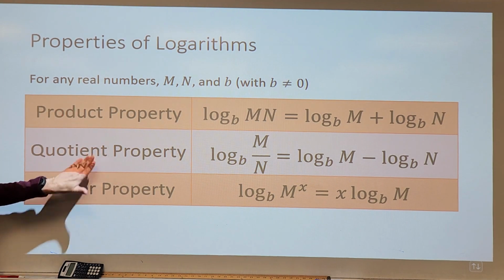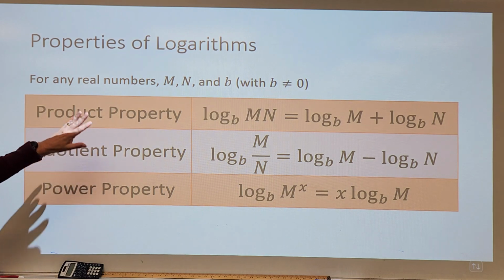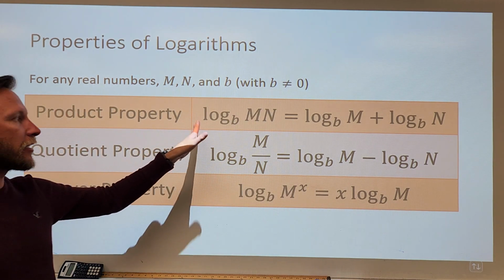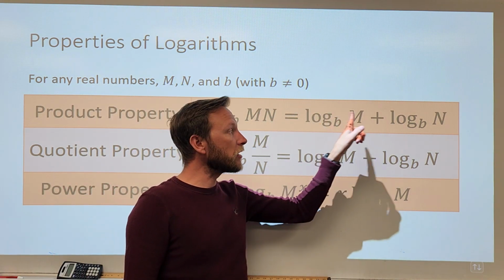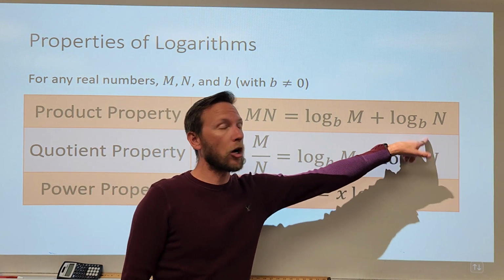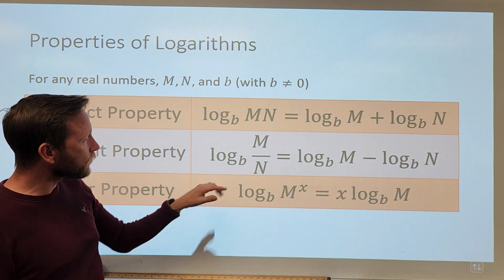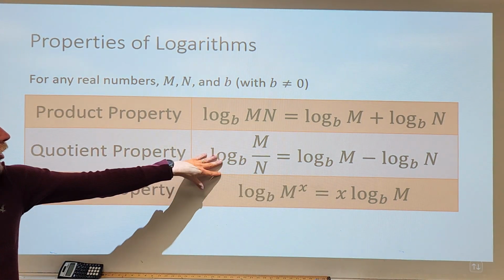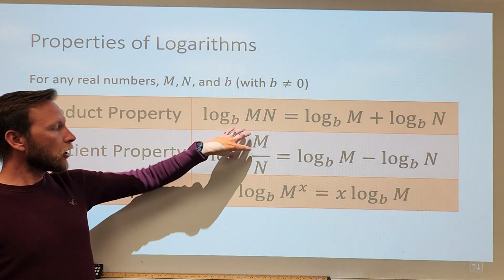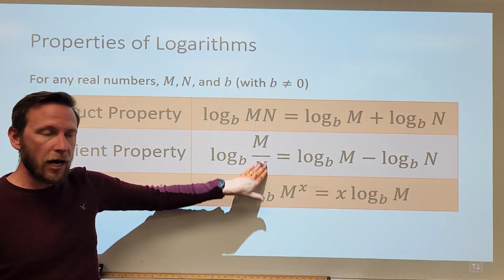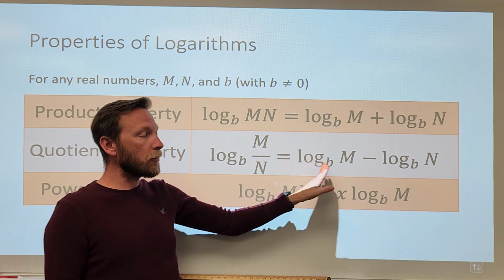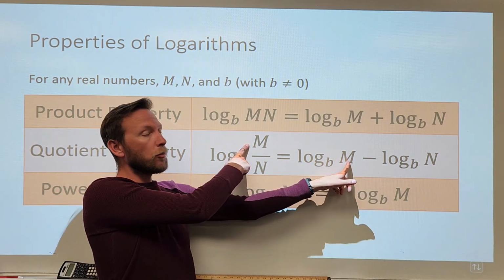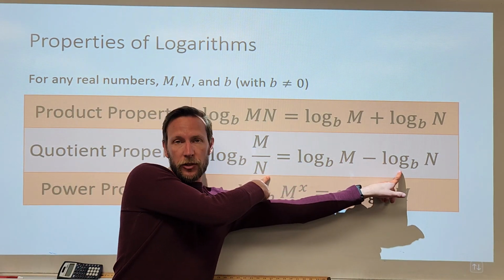And so here are 3 properties of logarithms. There's the product property of logarithms that says log base b of a product can be broken down as log base b of the first factor plus log base b of the second factor. When we have a quotient, the quotient property tells us log base b of this quotient m over n, or m divided by n, is going to be found by taking the log base b, same base, of the numerator minus log base b of the denominator.